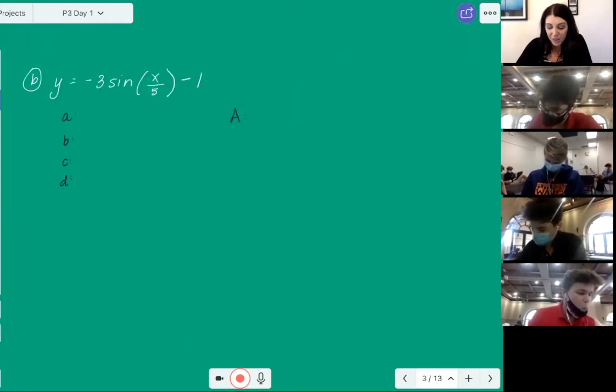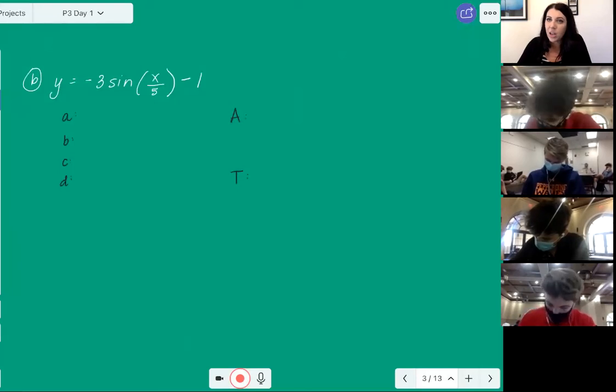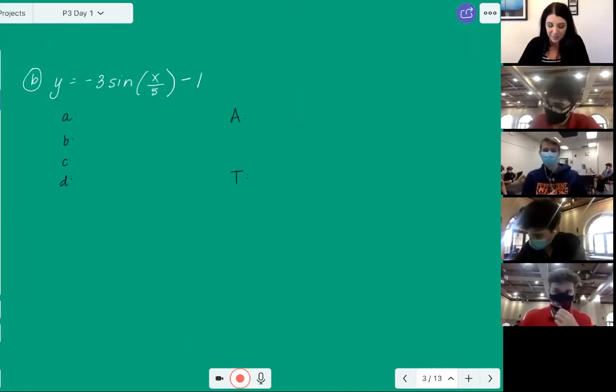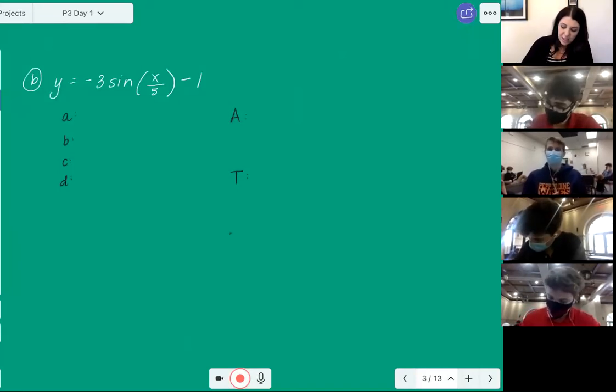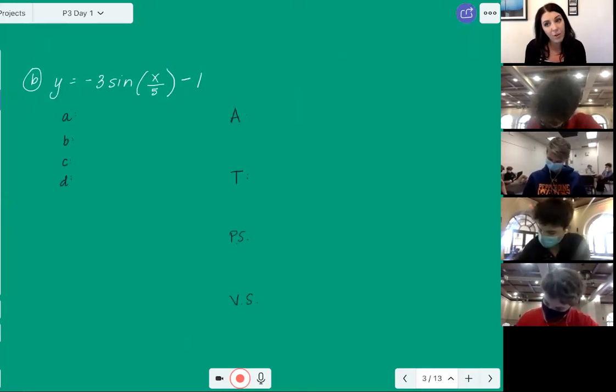Period is the weirdest abbreviation. Period is a T. That's actually what we use to represent period when we get into physics and engineering and science and all that kind of stuff. So we're going to stick with T. It would be nice if it was a P, but it's not. Then phase shift is just PS and vertical shift is just VS. Everything's pretty obvious except for period. Period is T, capital T. It is wrong if you write a capital P. You cannot make up your own abbreviation. The abbreviation for period is T.